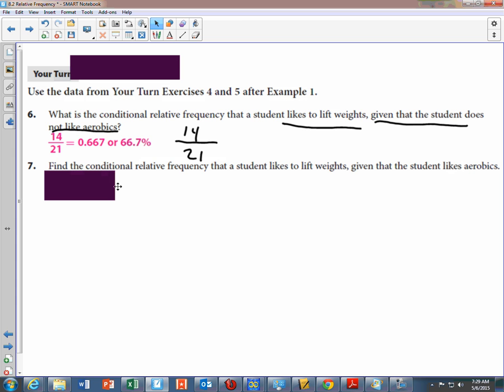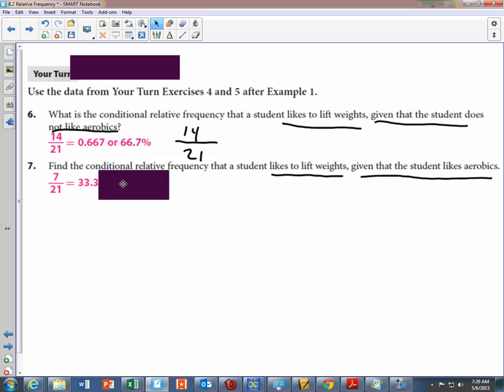So I want you to try number 7 on your own. Let's see if you can do it. I'll help you a little bit. You want to find the conditional relative frequency that a student likes to lift weights, given that the student likes aerobics. So go and try that one on your own. All right, so let's see what we got. You should have come up with the fraction 7 over 21. 21 students in total like aerobics, but 7 of them like to lift weights. Now 7 divided by 21 is 33.3%, okay?